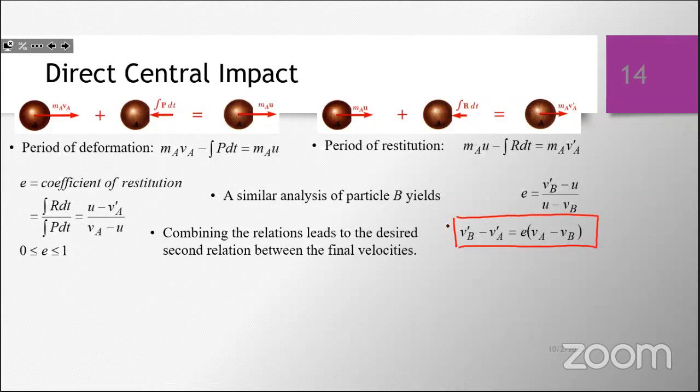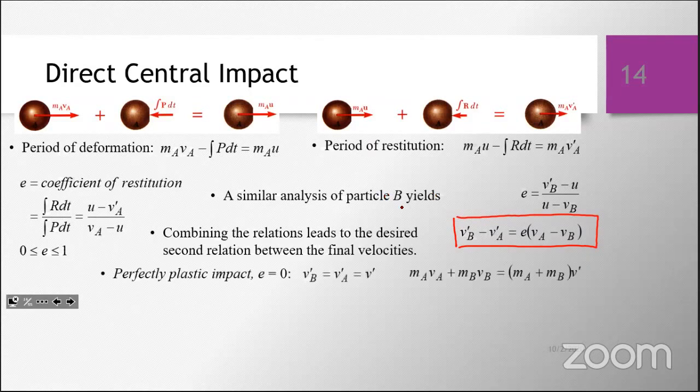Notice, what's VB' minus VA'? That's the same as our relative velocity of B with respect to A in the final position. So this is saying that the final velocity of ball B minus the final velocity of ball A is equal to the coefficient of restitution times the velocity of A minus the velocity of B at the beginning. Or you can rewrite it in terms of e and solve for what your coefficient of restitution is.